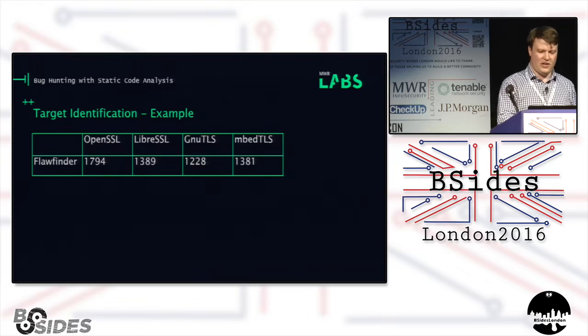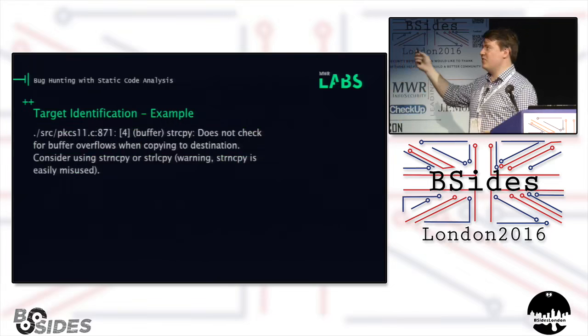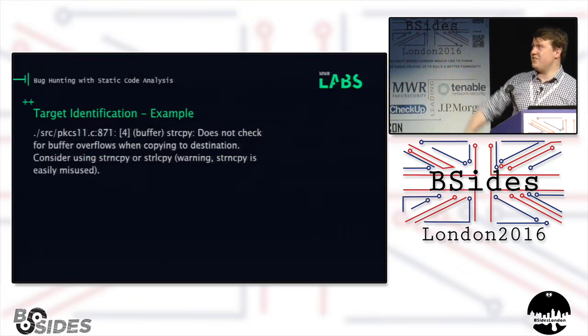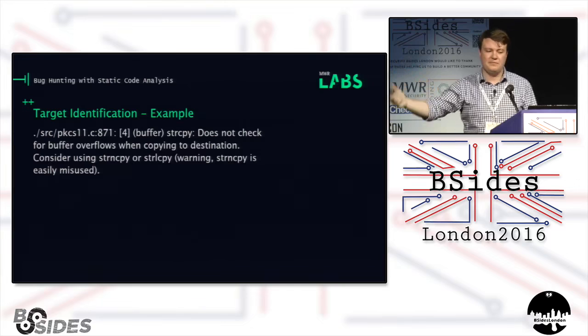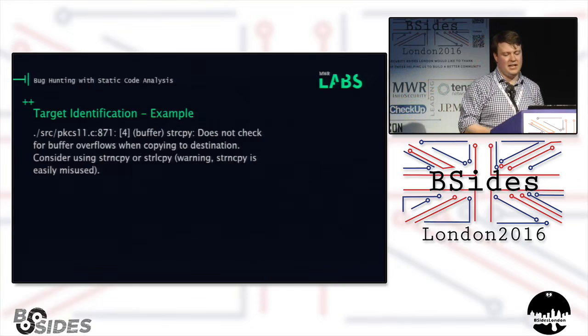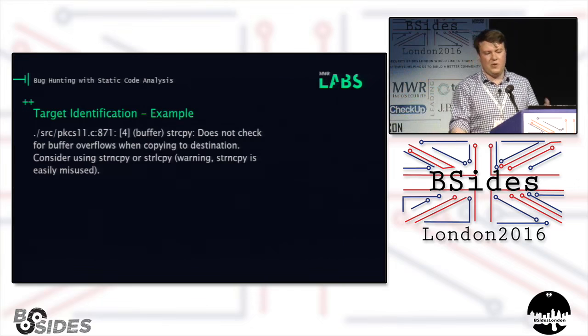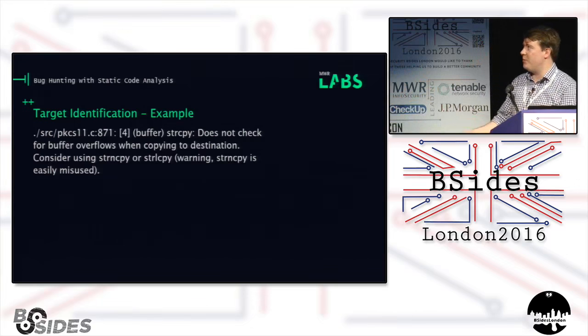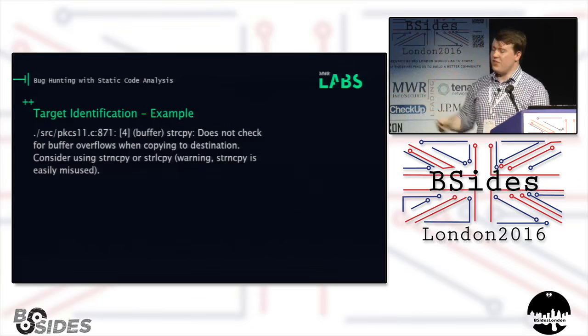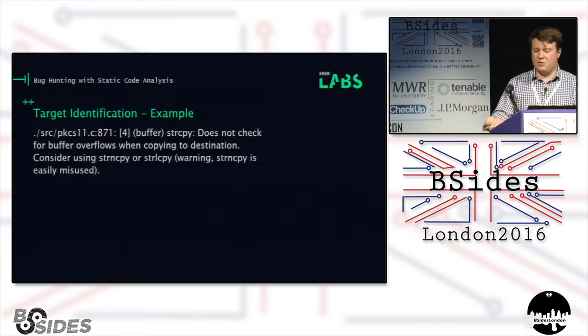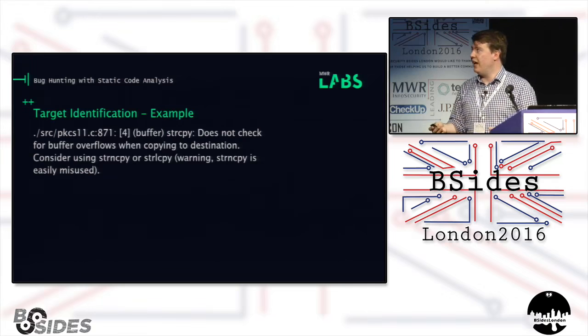So the kind of stuff that Flaw Finder gives you back is a report that looks like this. So we found PKCS11.c, online 871 is using string copy, and that in and of itself, maybe that's not that important because they've already checked sizes of what they're string copying, but generally speaking, not good. You should probably be using one of the safer functions.